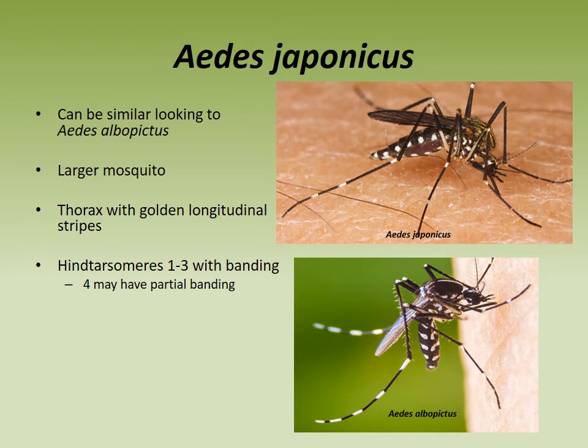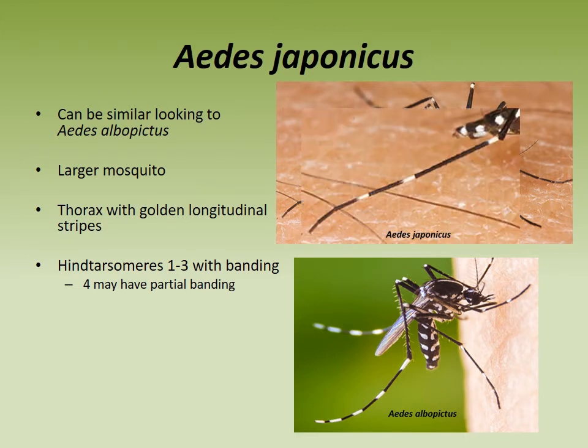The hind tarsi has 3 bandings, and this is one of the easiest ways to determine which one is which, an albopictus or a japonicus. Again, an albopictus has 5 basal bandings on its hind legs, but a japonicus only has 3. Sometimes you'll find a 4th, but those are more rare. But you definitely will not find the 5. I zoomed in here, and you see 1, 2, 3 basal bandings.